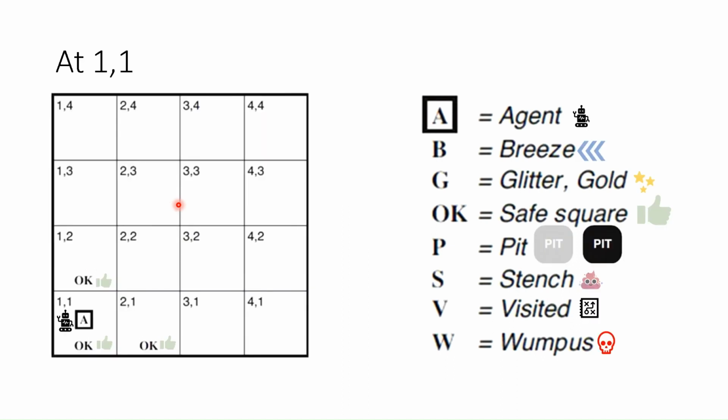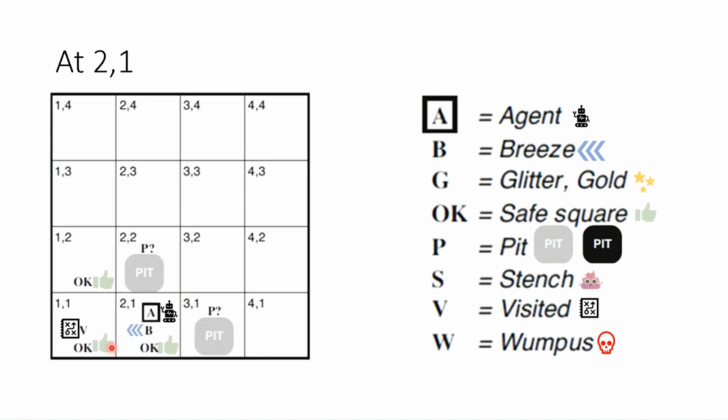To make it more interesting and easier to understand, I've added little emojis. So at 1 comma 1, which is where we always start, we have the agent facing towards the right. So this little guy is the agent. And the first thing we have to notice is, do we feel any breeze or do we feel any stench? In this case, we do not. So from this, we can confirm that the boxes to the left and above it are free of pits and Wumpuses.